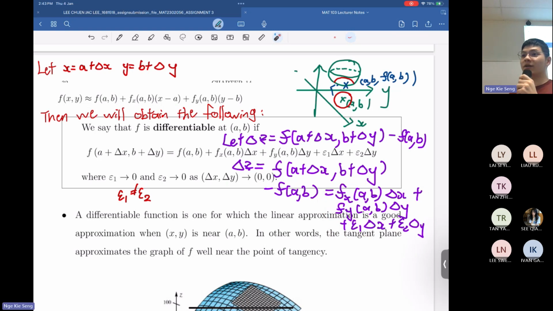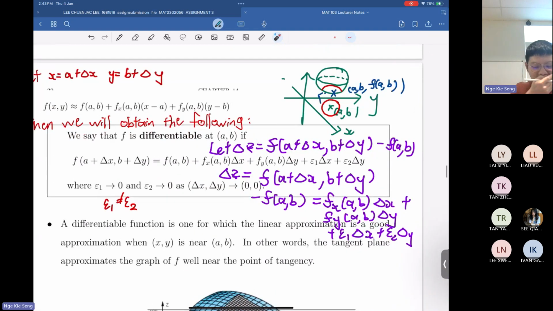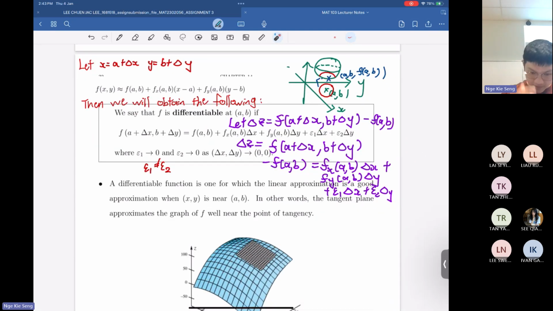It's different, right? Where's the difference? Tell me the difference. It has an epsilon 1 delta x and epsilon 2 delta y. Correct or not? Okay, good, very good. I think you guys really need a rigorous definition here.